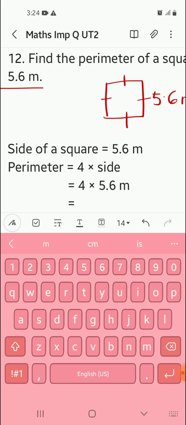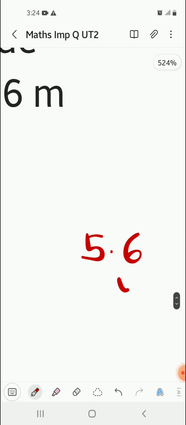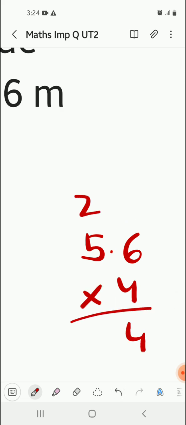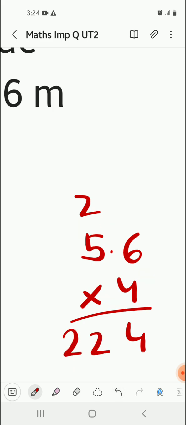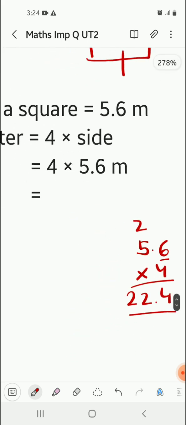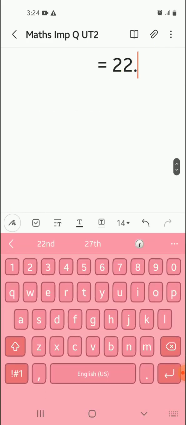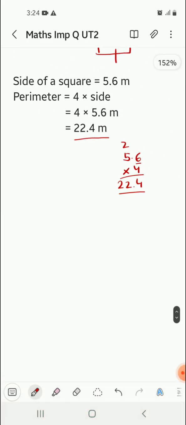We're going to calculate 5.6 into 4. 6 into 4, 24. 4 5s are 20 plus 2, 22. Decimal place will be after one number, so insert a decimal point here. So my answer becomes 22.4 meter. That's it.